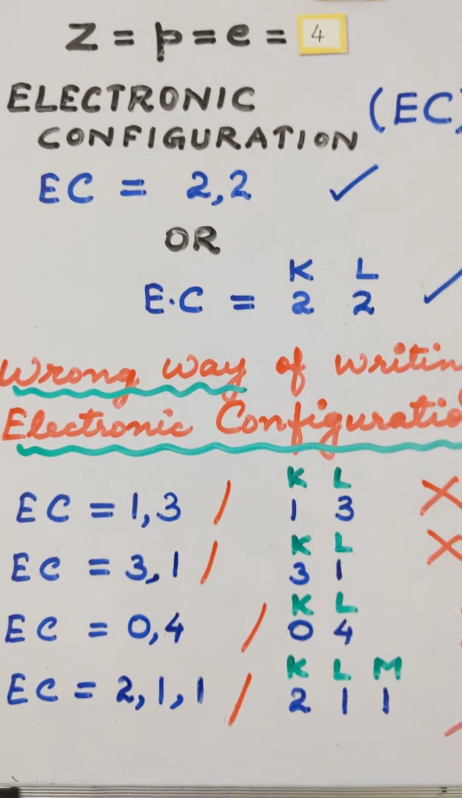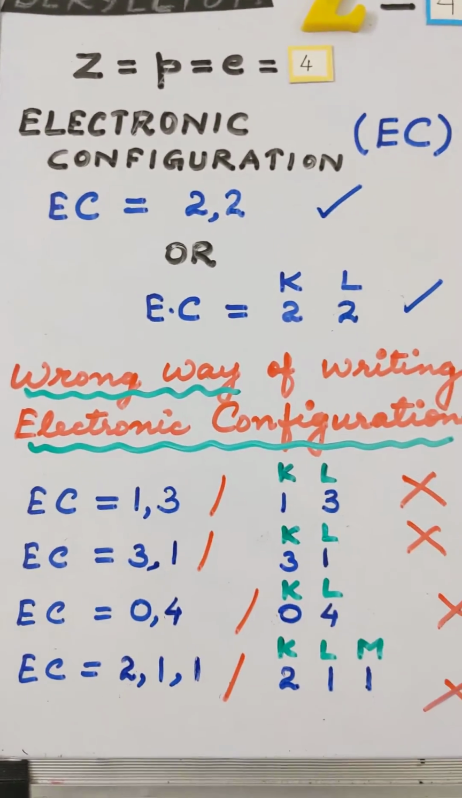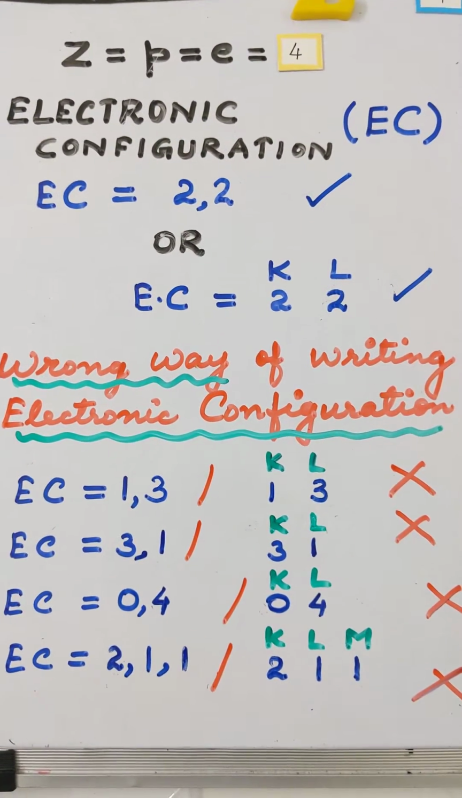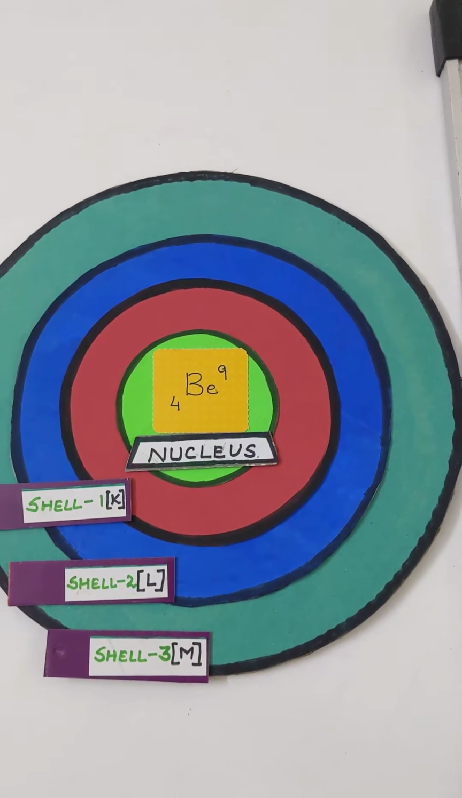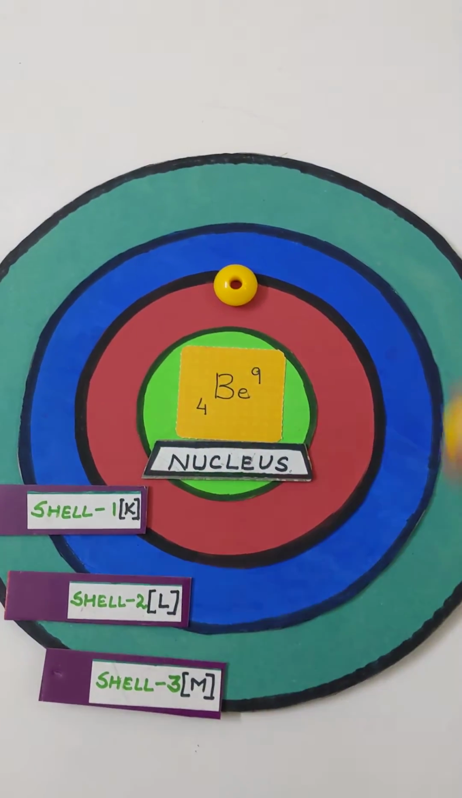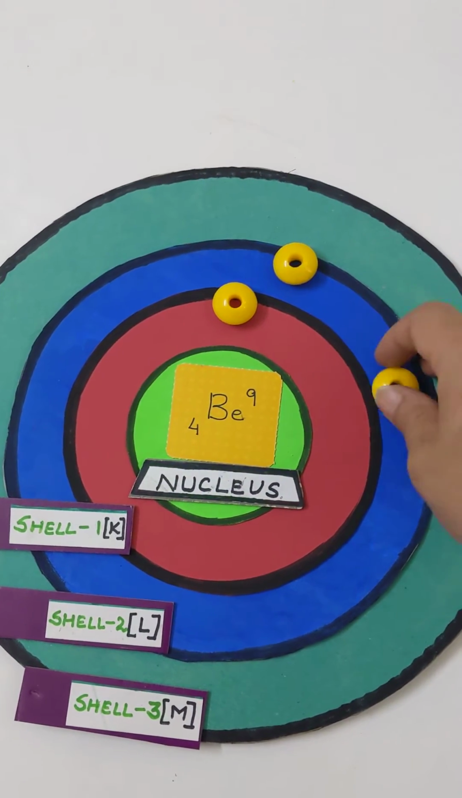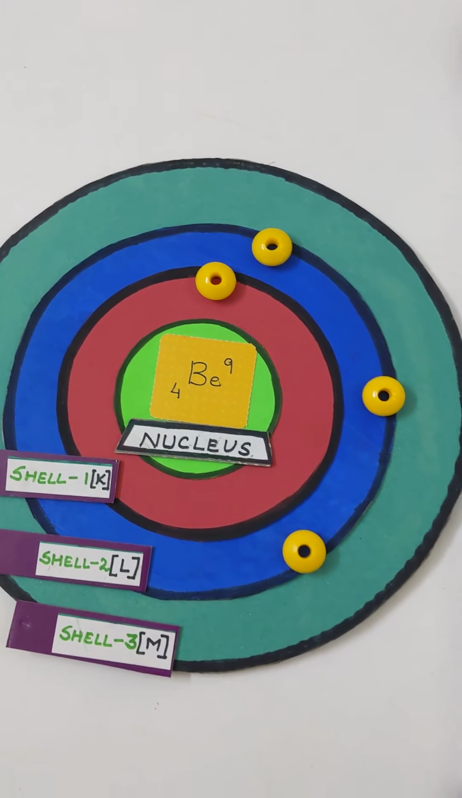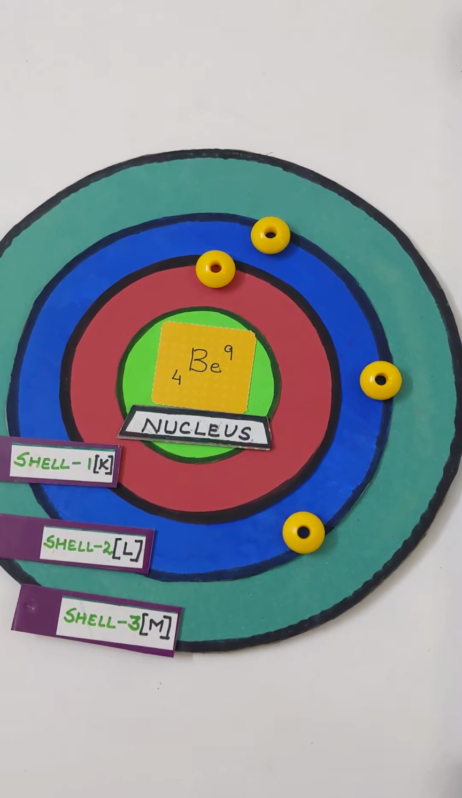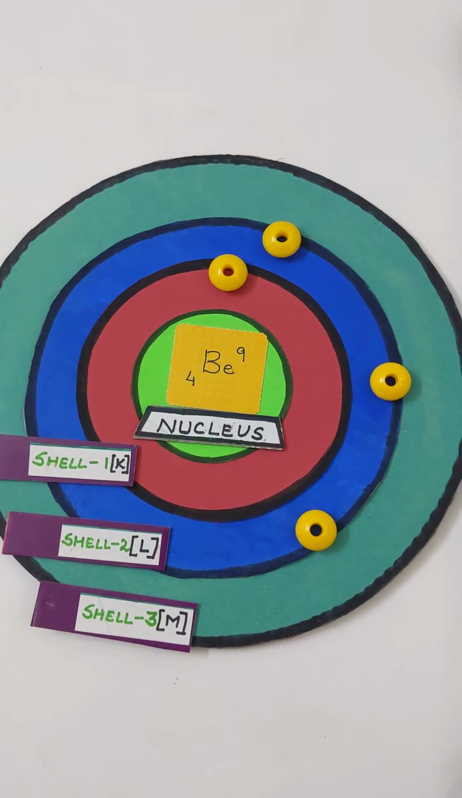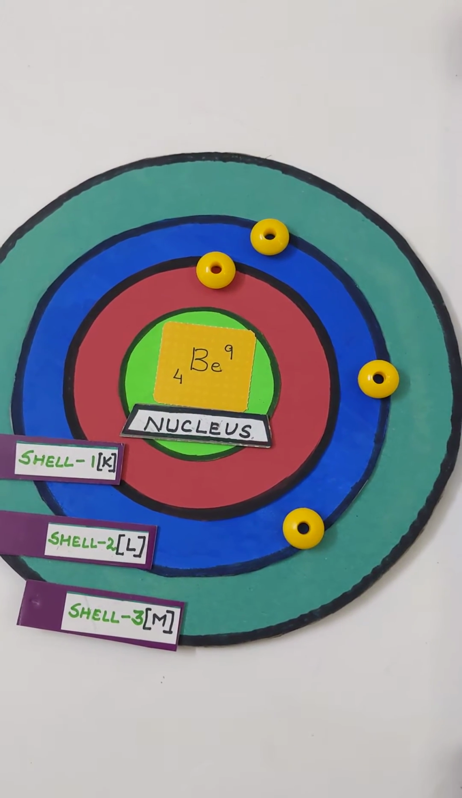Now there are various different ways in which this configuration is actually not suitable or not correct to write. So let us discuss those cases now. Let us take the first case. Suppose we put 1 electron here in the first shell and 3 electrons in the second shell, that is the L shell. This would mean that the first shell is not complete and we have straight away put the electrons into the second shell. This is the wrong way of writing the electronic configuration for beryllium.